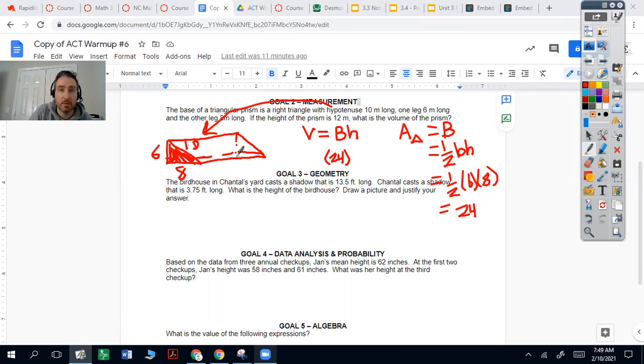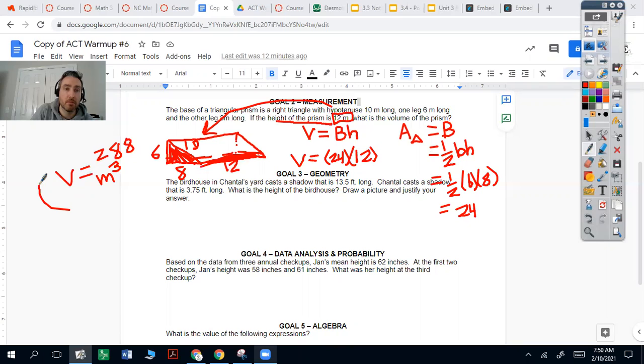So now let's look at the height of the prism. It says the height of the prism is 12 meters. So that being 12, that's your height of the prism, how far it is between the two bases. So we're going to multiply that by 12, and that'll get you your volume. So in your calculator, 24 times 12, 288. So your volume is 288. And since it's in meters, it's going to be cubic meters. That's going to be your volume.